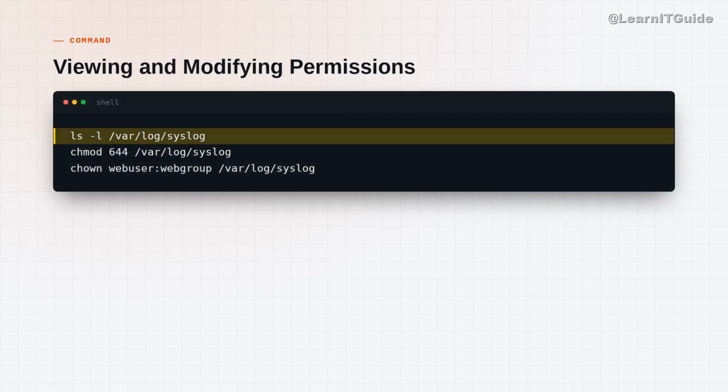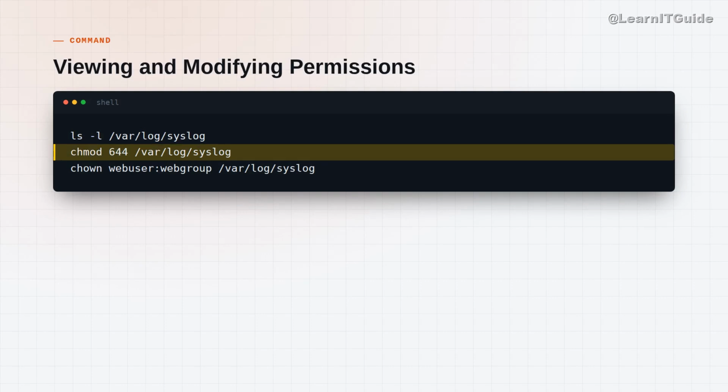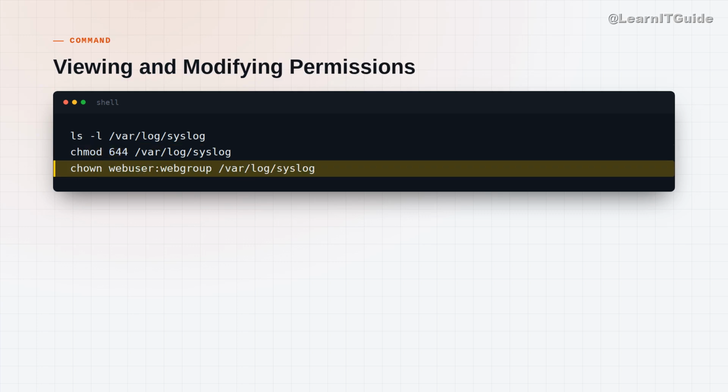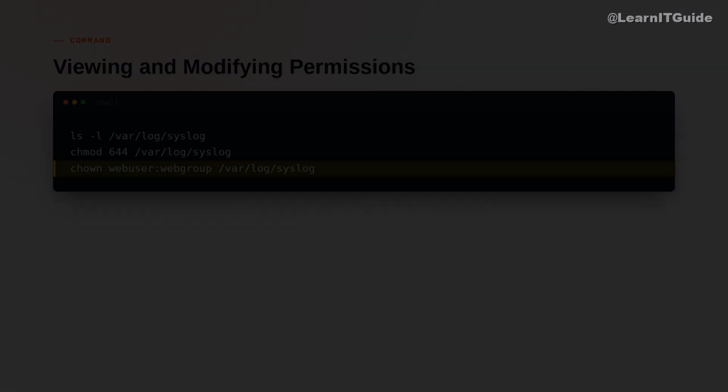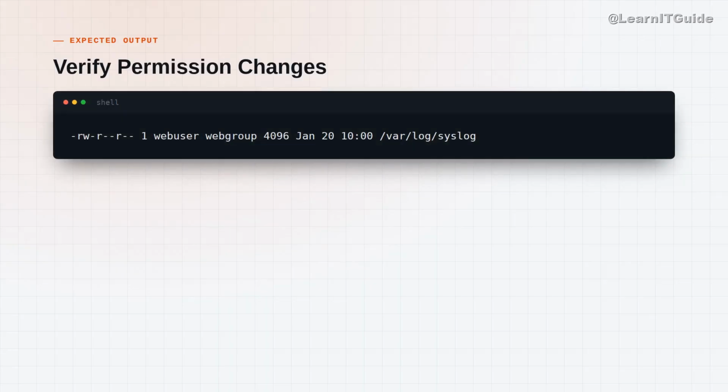On line 1, we list the details of a system log. On line 2, we use chmod to set the mode to 644. Finally, line 3 changes the owner of that file to a specific user and group. This is the baseline of Linux access control. Notice the output. The dash at the start indicates it is a regular file. The following rw- means the owner can read and write. The r-- means the group and others can only read.